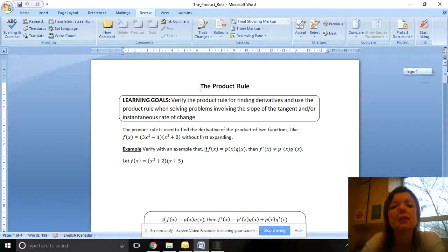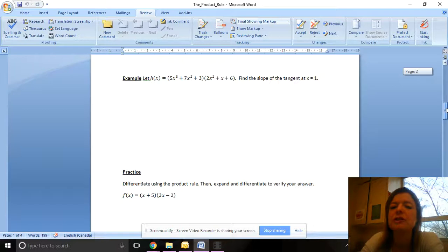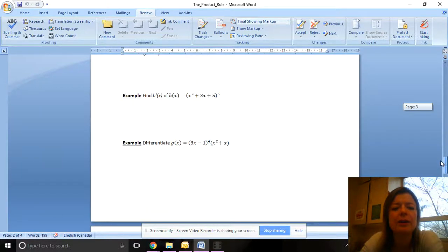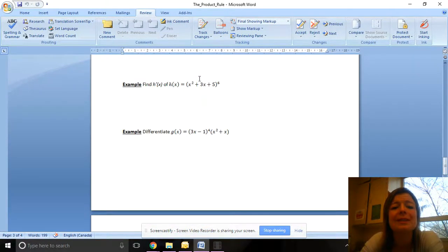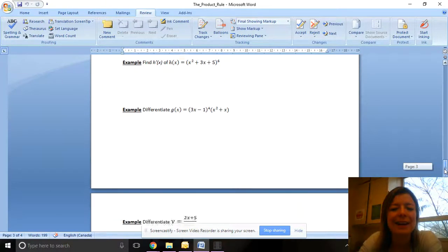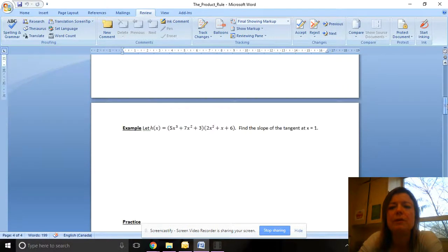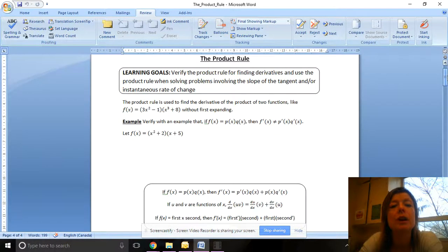If you look through your notes, you can see the kind of functions we're going to be differentiating, like this one here. If we had to expand this out, we could, but we don't really want to. Like you can see down here, something to the power 6. We do not want to have to expand that, or something even with a root. There is a way of doing it where we don't have to use what we did before. So that is what the product rule is all about.